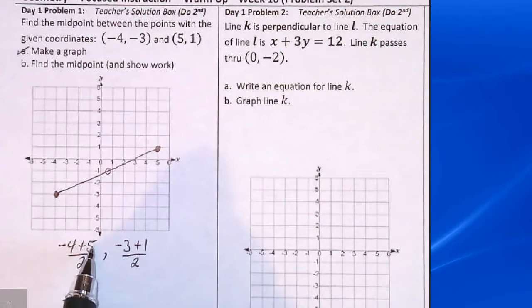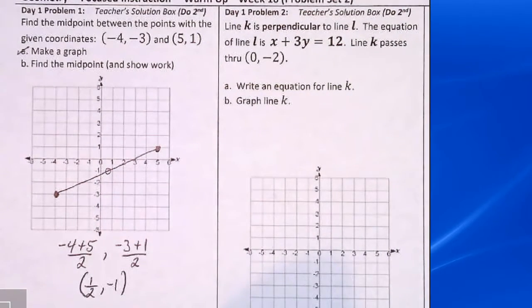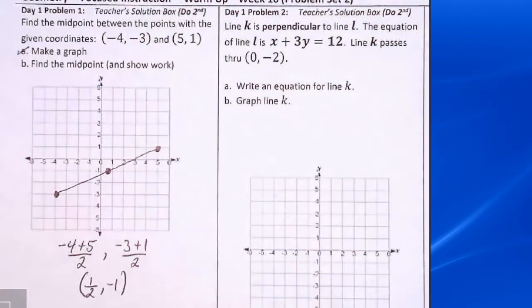-4 plus 5 is 1, and 1 divided by 2 is a half. -3 plus 1 is -2. -2 divided by 2 is -1. So the location of the midpoint is 1/2 comma -1. And that is what we thought that it was visually.